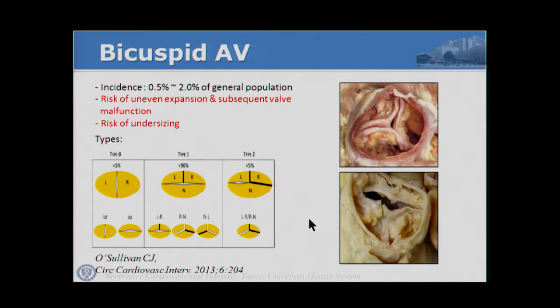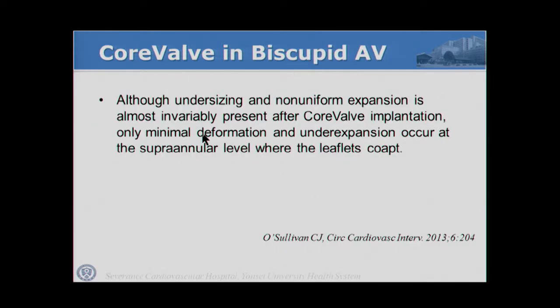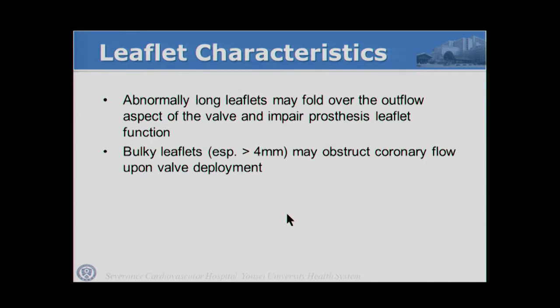And this patient does not have a bicuspid aortic valve, but in case of bicuspid aortic valve, there is an increased risk of uneven expansion and subsequent valve malfunction, and also risk of undersizing. There are different types of bicuspid aortic valve, and according to a paper, Sapien valve has better expansion at the level of annulus compared to CoreValve. However, in supravalvular level where the leaflets coapt, there is minimal deformation on the expansion for CoreValve. So basically, both systems work in bicuspid aortic valve.